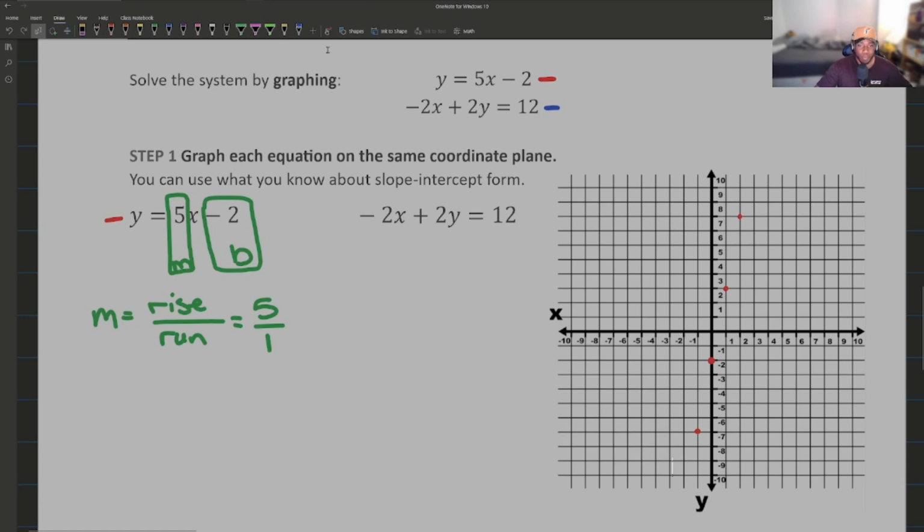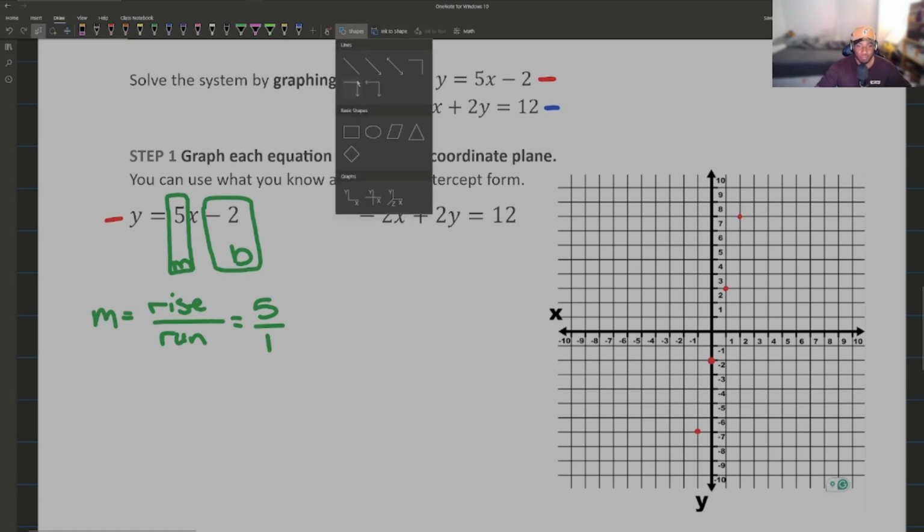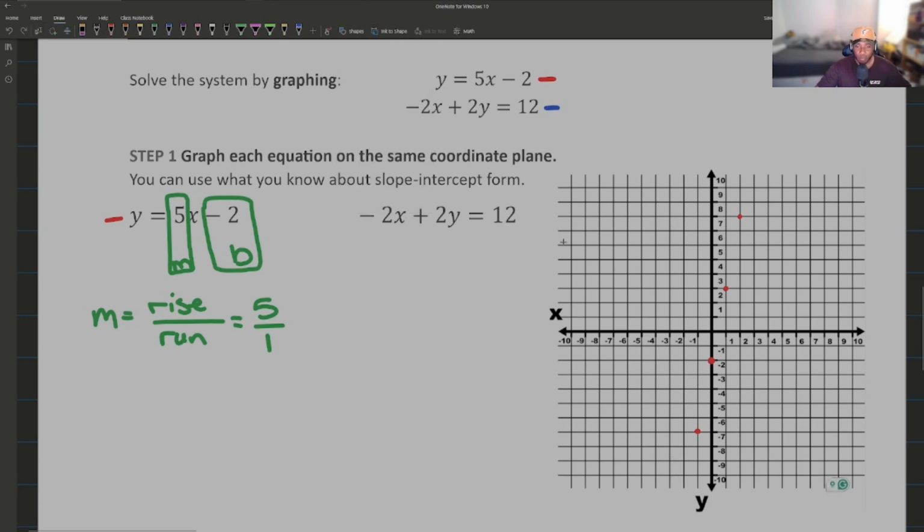Once we have enough points that we can feel confident in graphing a line, we're going to go ahead and do just that. We're going to graph our line. So I'm going to make a nice line that connects all of our dots here, and make it so that line cooperates. There we go. I'm going to do it on this end as well. There we go.